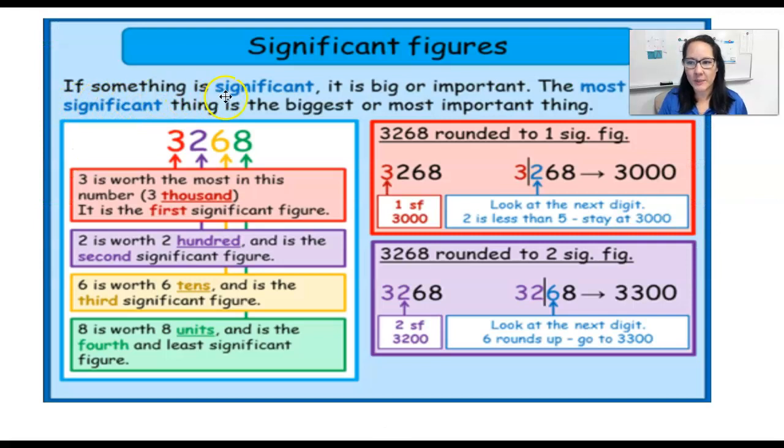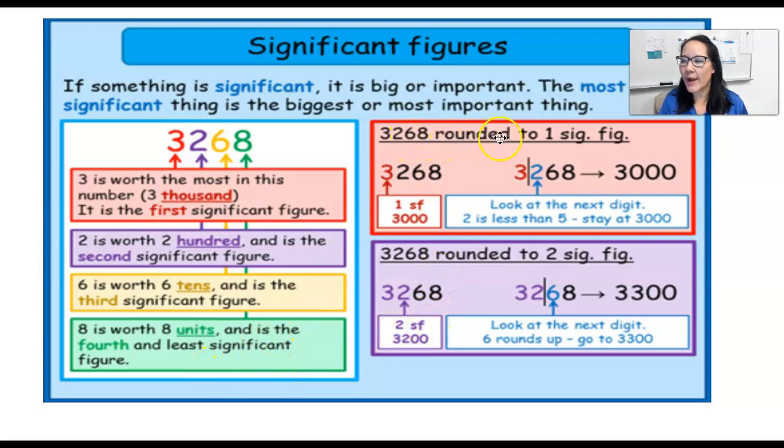Significant figures, if something is significant, it's big or important. The most significant thing is the biggest or most important thing. So if I have 3, 2, 6, 8, 3 is worth the most in this number, 3,000. It is the first significant figure. 2 is worth 200 and is the second significant figure. 6 is worth 6 tens and is the third significant figure. And 8 is worth 8 units and is the fourth, least significant figure.